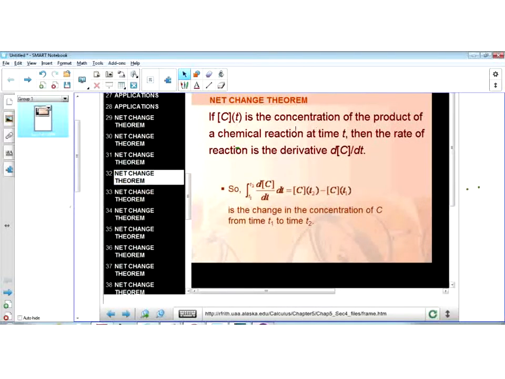Okay. So the concentration of product of a chemical reaction. Okay, so you know that the concentration changes with respect to time, and so the net change in the concentration will be the concentration at the final time minus the concentration at the initial time. And the way you can deduce that is if you know the rate of change of concentration with respect to time, then you just integrate it over the time interval to find the net change.